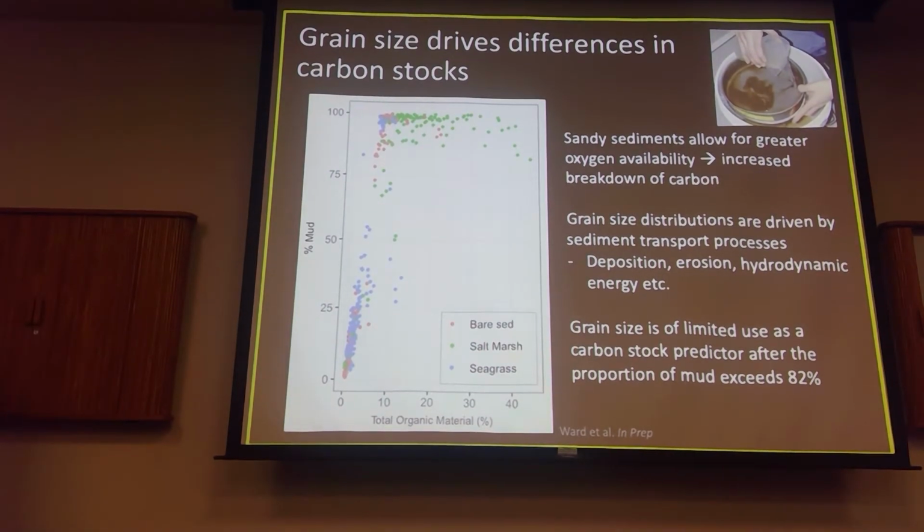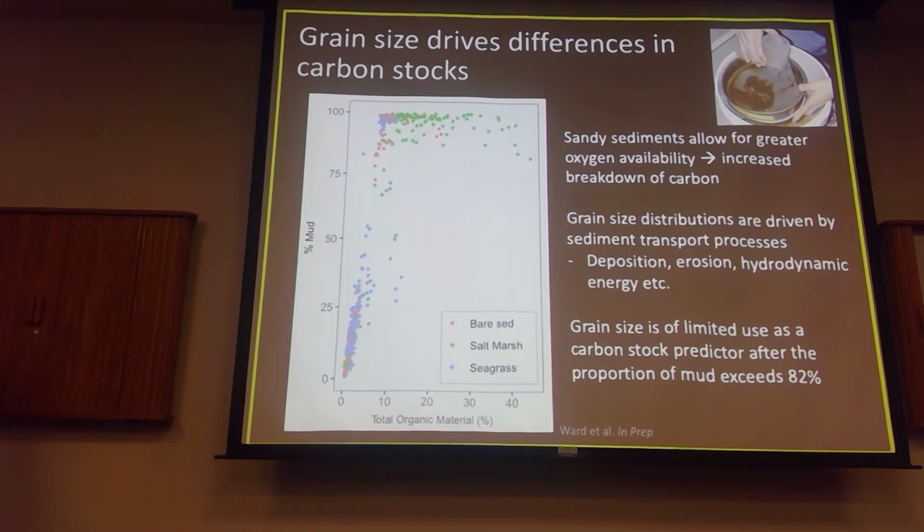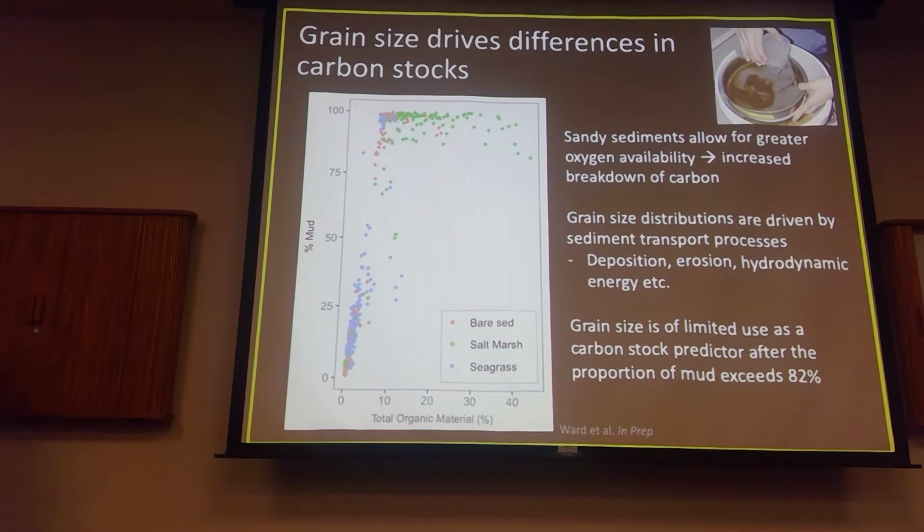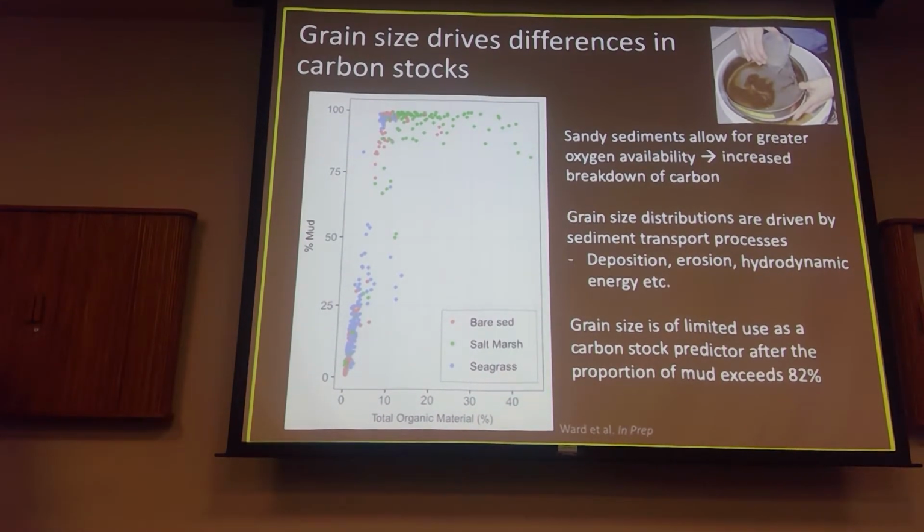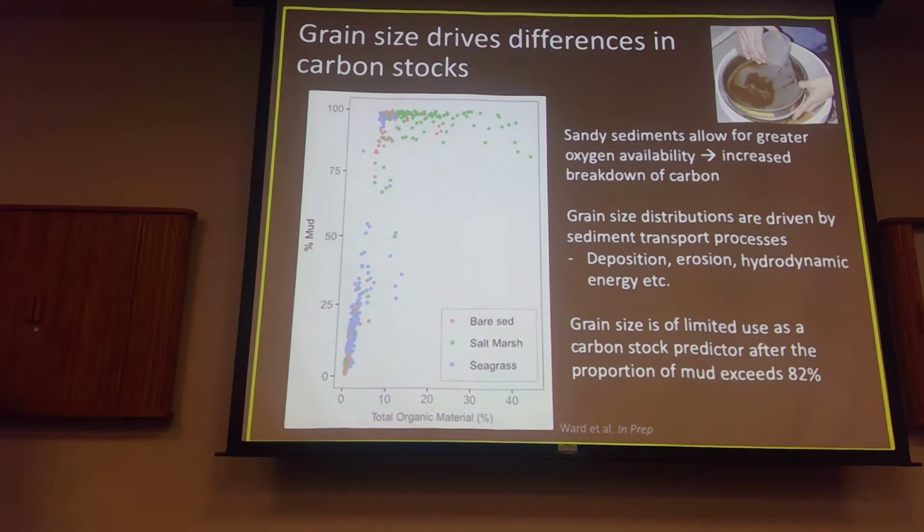So there's a mechanism that is associated with this. There's just increased oxygen availability in sandier sediments such that you can flush water through those sediments more effectively, which oxygenates the sediments and allows increased degradation of organic material.